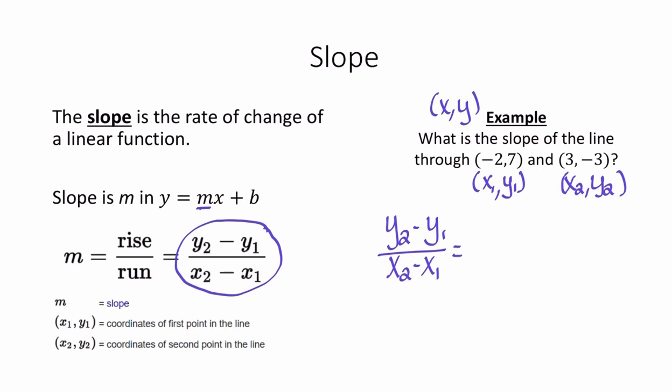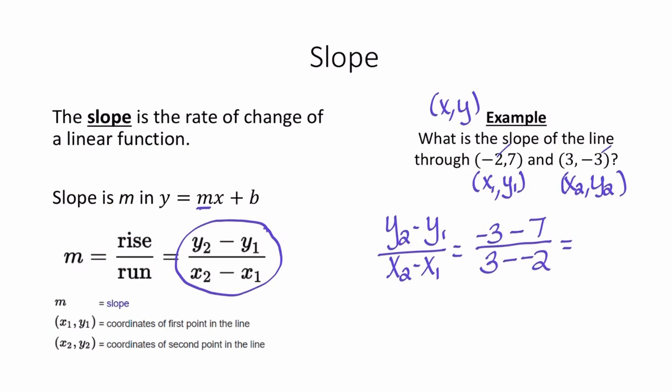So for y2, I'm going to use -3. Then I have minus from my formula, and then 7 is equal to y1. And that's over x2, which is 3, minus from my formula, and then -2. Okay, be careful with those negative signs along with the subtraction and make sure that you're keeping up with them. If it's a negative number in the original coordinate, make sure that you have that negative when you write it in the equation.